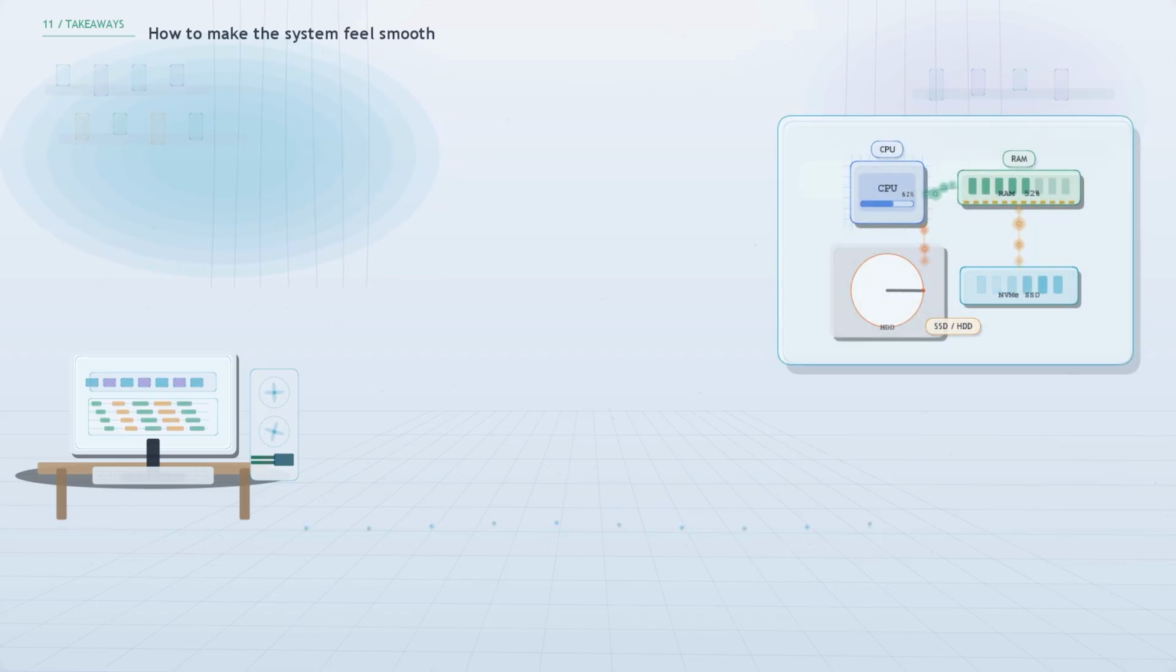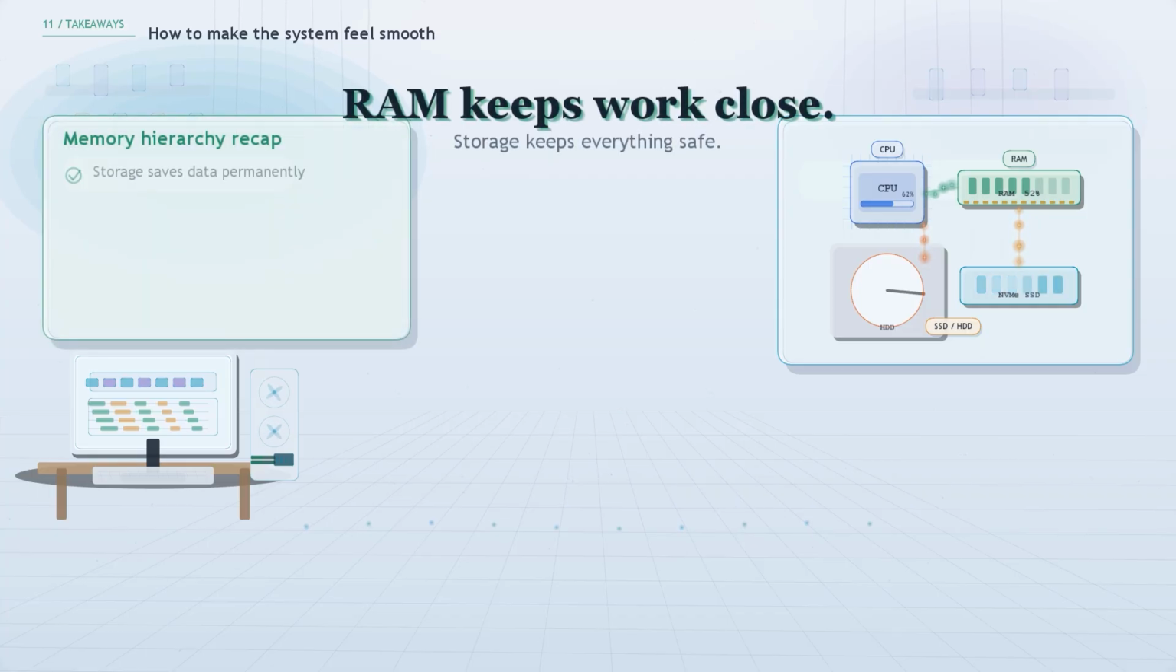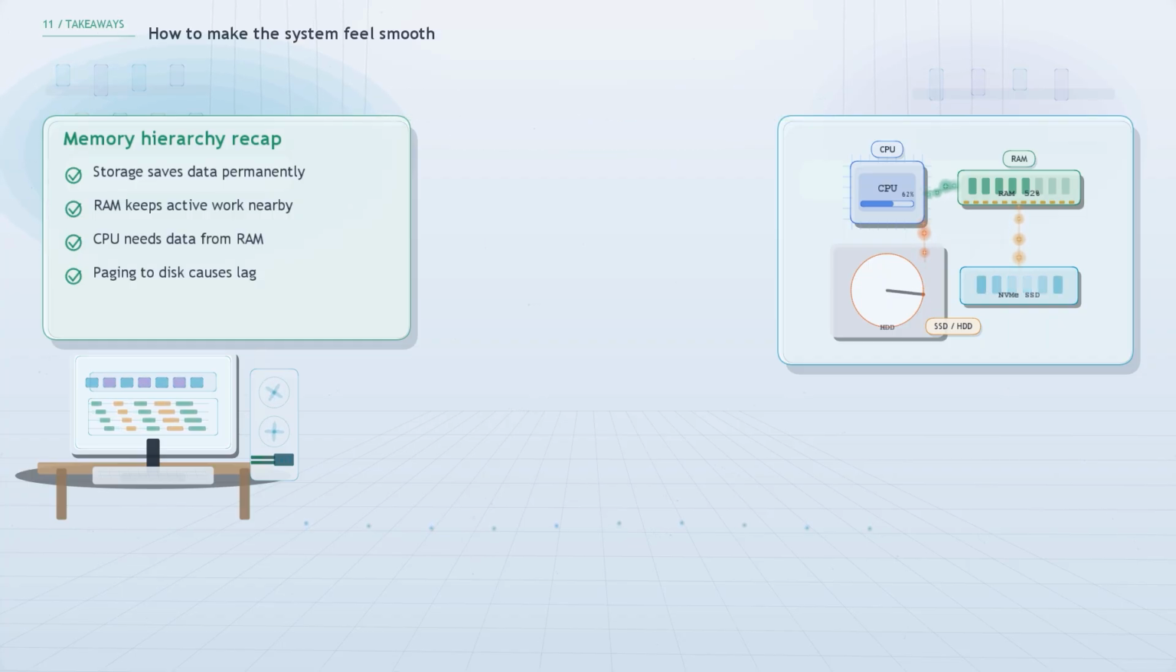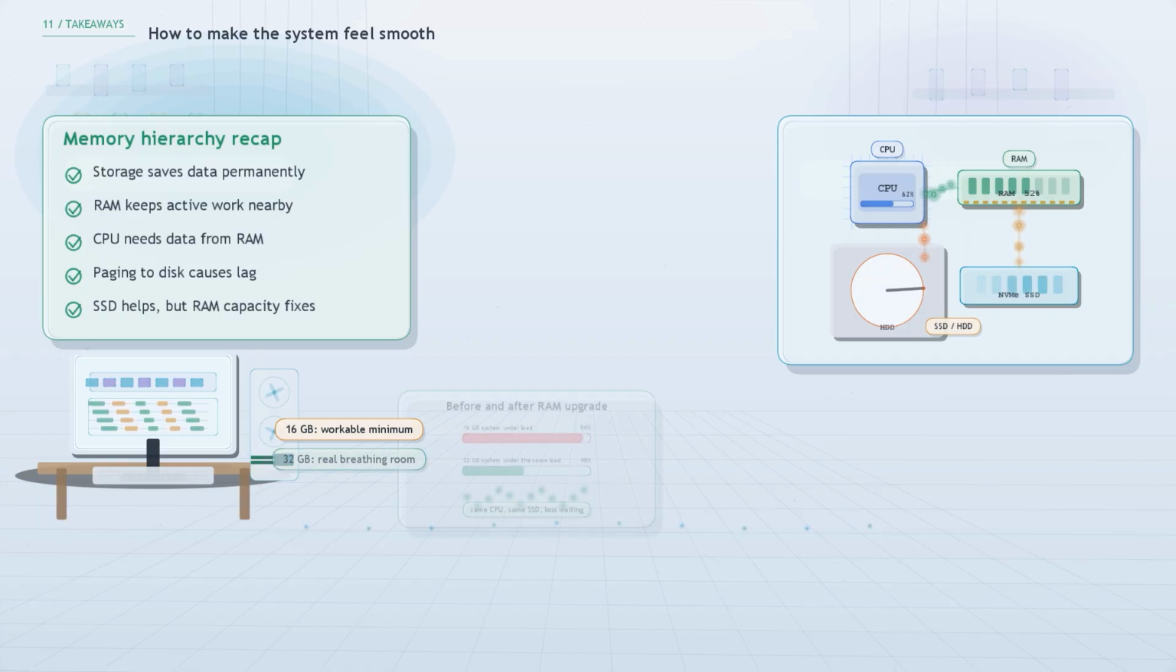Here's what we've learned about the memory hierarchy. Storage saves your data permanently. It's the filing cabinet. RAM provides fast working space. It's the desk you work on. The CPU computes at incredible speed, but needs data from RAM. When RAM runs out, the OS pages data to disk. That causes lag. An SSD softens the blow, but can't replace RAM capacity. For video editing and multitasking, 16 gigs is the minimum. 32 gigs gives you real breathing room.